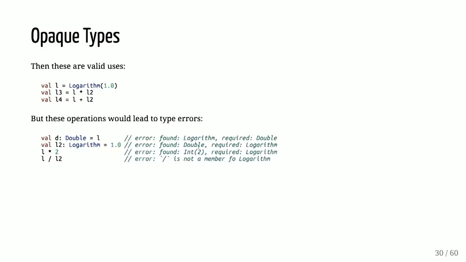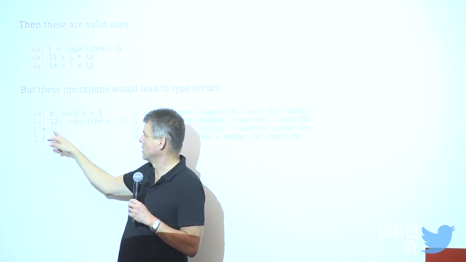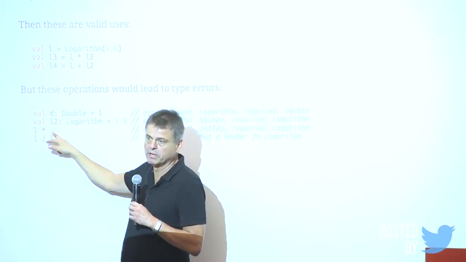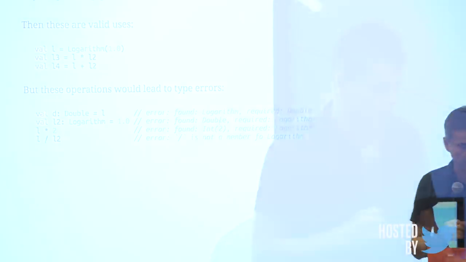Okay, so if you do that, then you have essentially a safe way to use these logarithms. You can multiply them, you can add logarithms, and these are all safe operations because you have defined them in the companion object. What you can't do is anything else. You can't assign a double with a logarithm or a logarithm with a double. You can't take logarithm times 2 because 2 is not a logarithm. It's an int, which can be divided into a double. And you can't do L divided by L2. You can't divide two logarithms because there's no operation for division in this companion object.